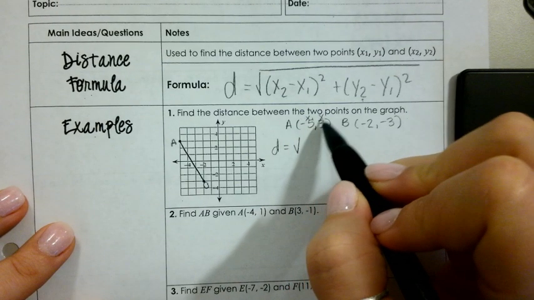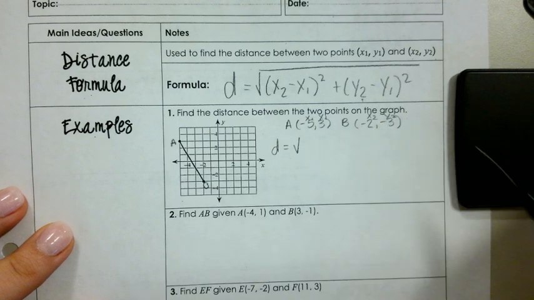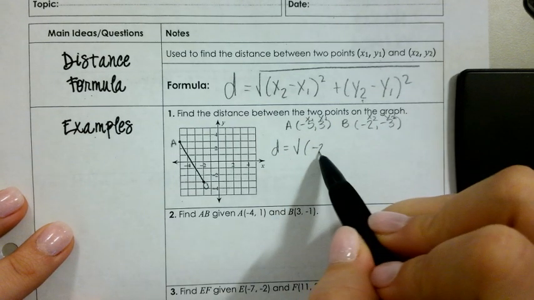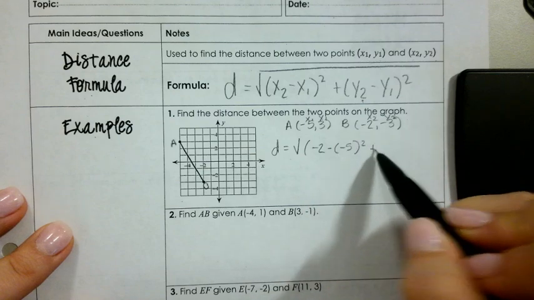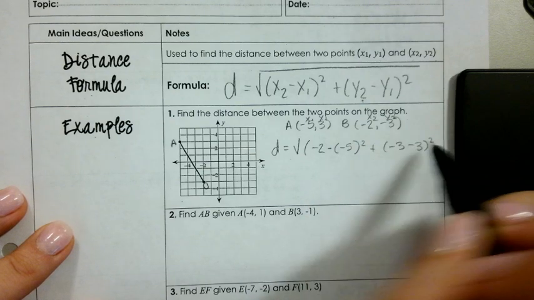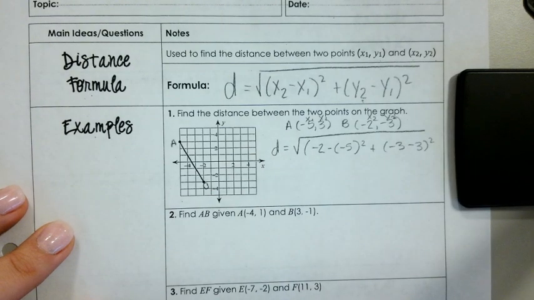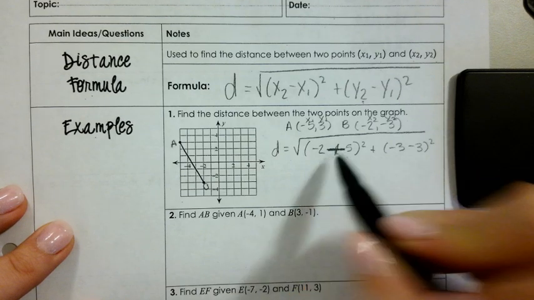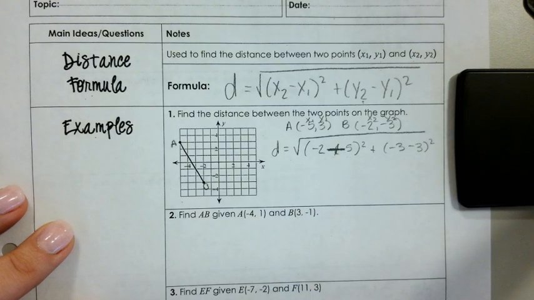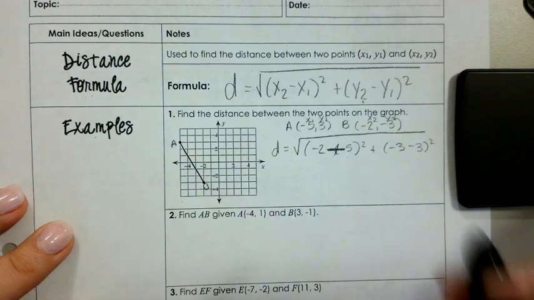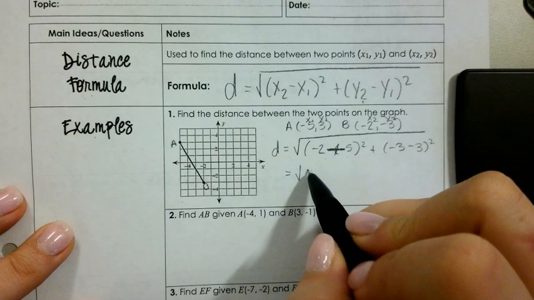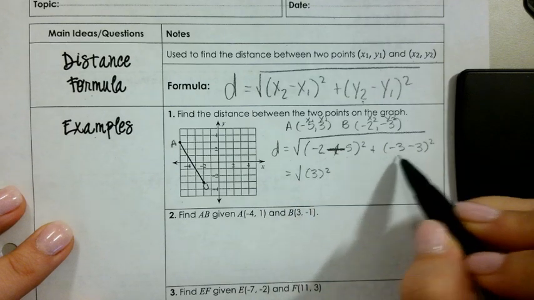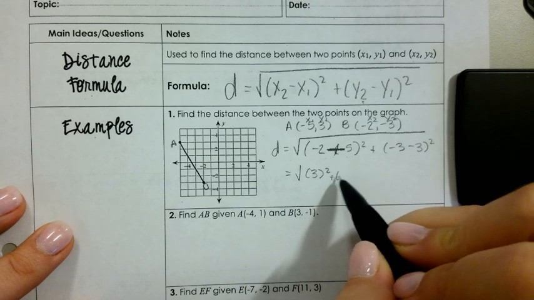So all we have to do is plug this into our equation. So also name them x1, y1, x2, y2. So we have -2 minus -5 squared plus -3 minus 3 squared. And then all we have to do is solve it. So when you have a negative minus a negative number, it turns into a positive. So what we're really doing here is -2 plus 5, which is +3. And -3 minus 3 is a -6.